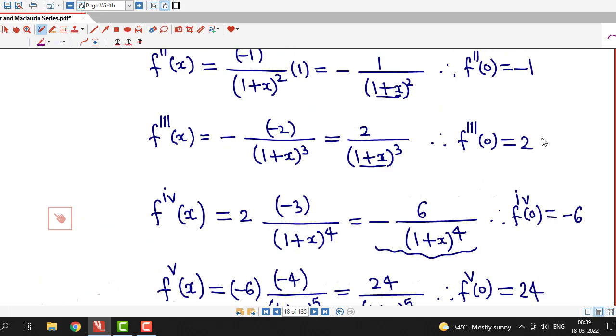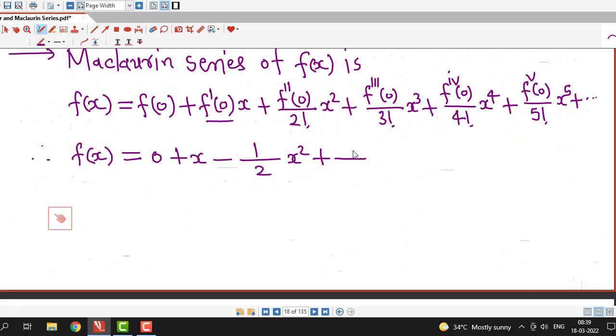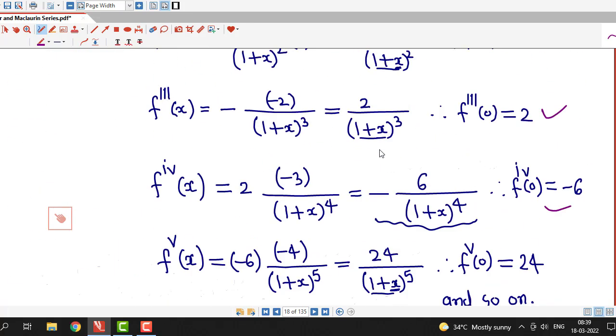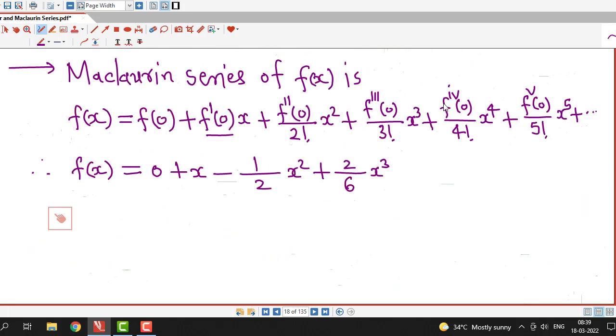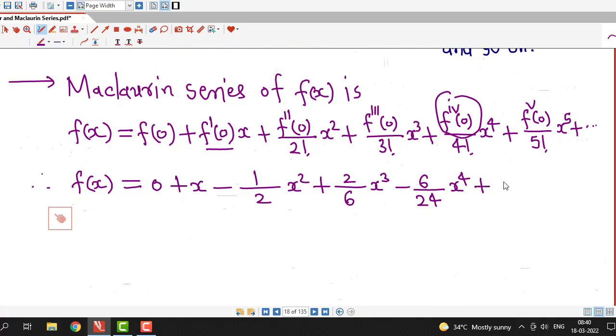Third derivative is 2 and fourth derivative is minus 6. Third derivative is 2, so we have 2 divided by 3 factorial, that is 6, and fourth derivative at 0 is minus 6, so this we replace by minus 6, and 4 factorial is 24, x raised to 5. Fifth derivative at 0 is 24, so here we have 24 and I write 5 factorial as 5 into 4 factorial times x raised to 5, and so on.